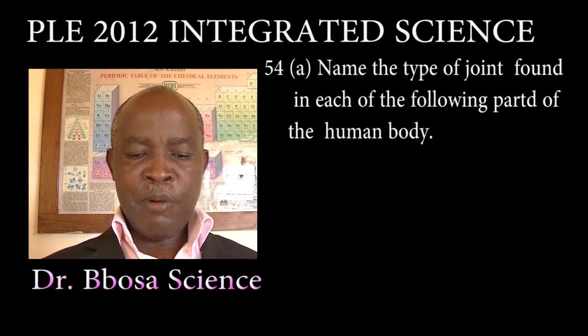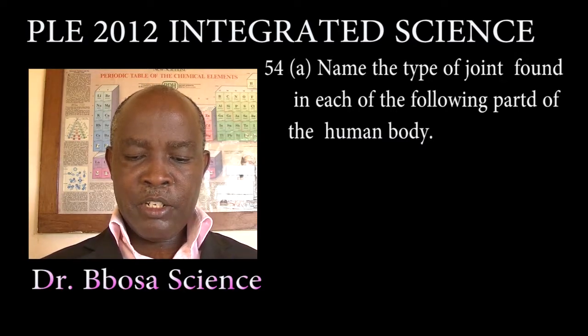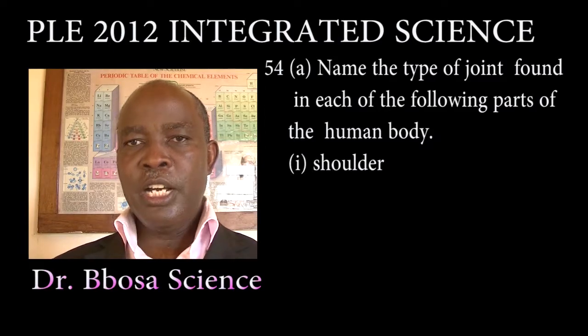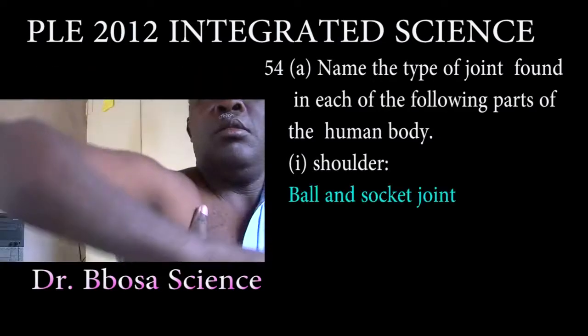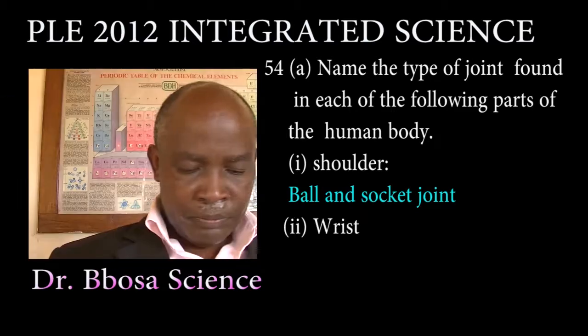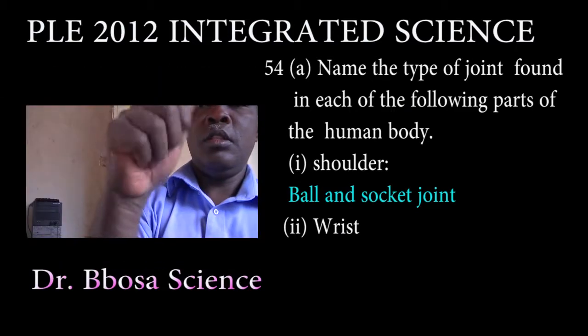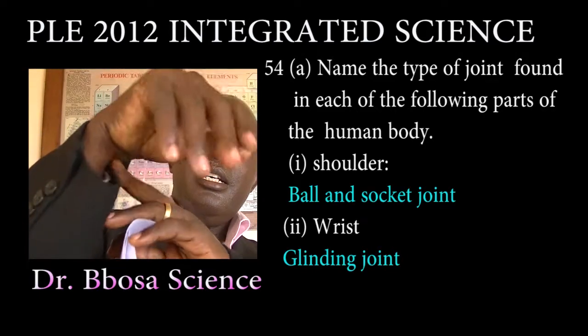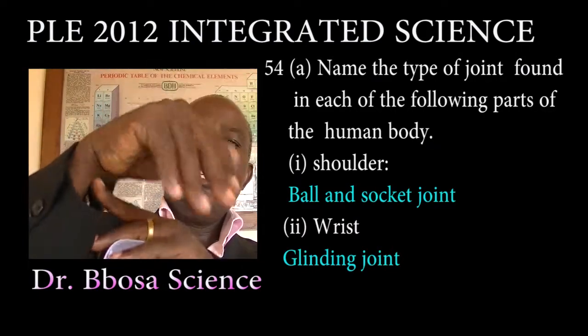Number 54. Name the type of joint found in each of the following parts of the human body. Shoulder, ball and socket joint. Here you find ball and socket joint. Then wrist. In the wrist here you find gliding joint.